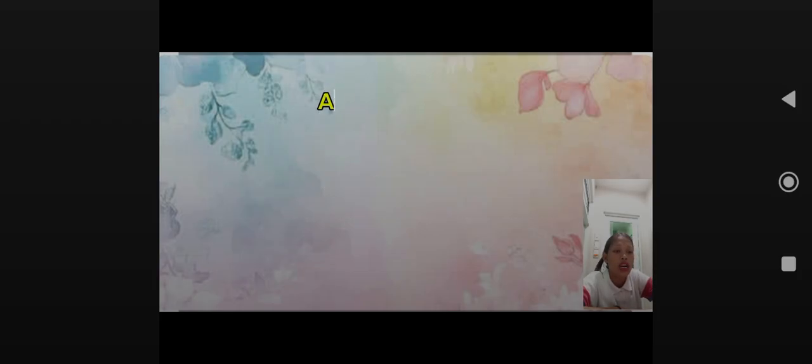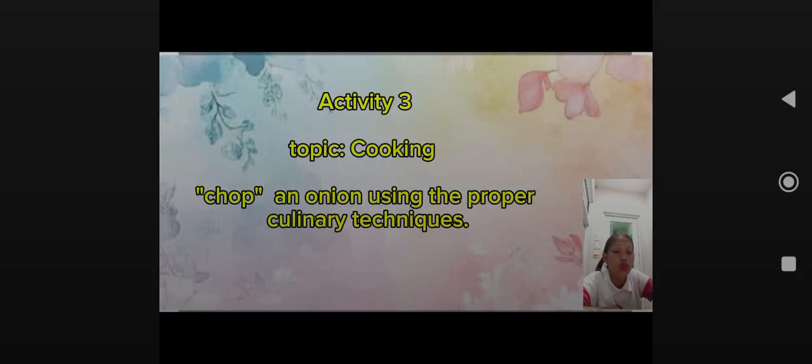So, next is activity 3, cooking. Chop an onion using the proper culinary technique. So, the activity verb is chop. This task involves the manipulation of a knife and the physical act of chopping, requiring dexterity, control, and following a specific procedure. So, with physical skills.